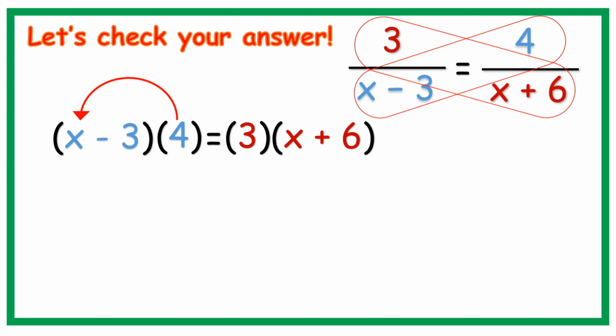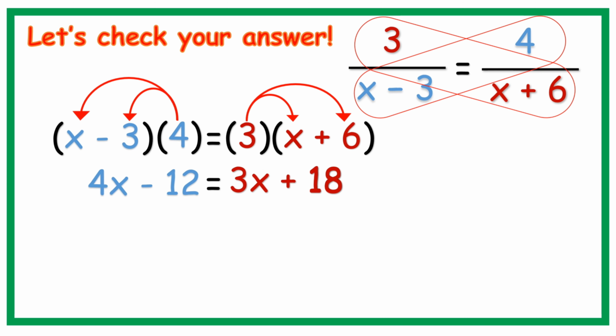And we need to distribute this. 4 times x, 4 times negative 3, which gives us 4x minus 12. And let's do this on the other side. 3 times x, 3 times 6. And that gives us 3x plus 18.